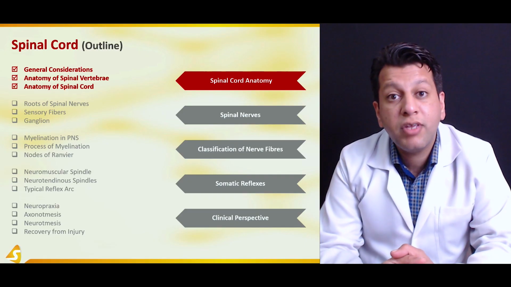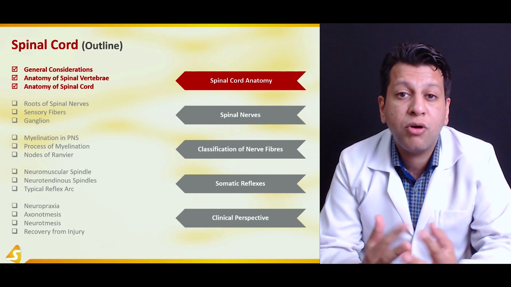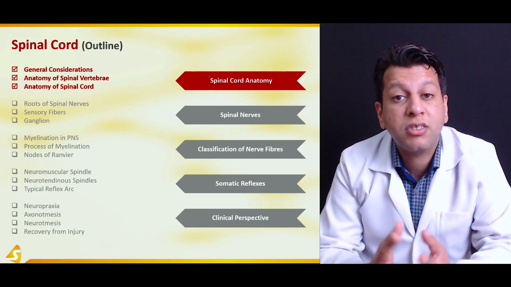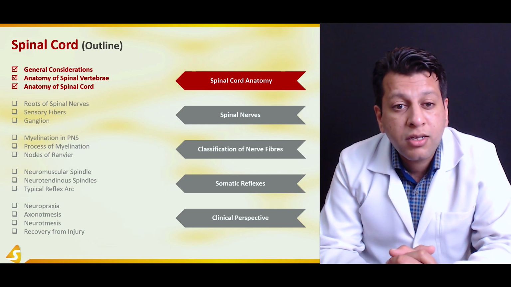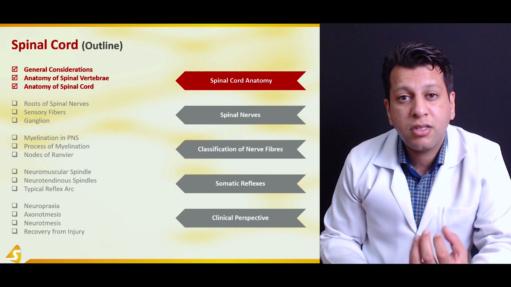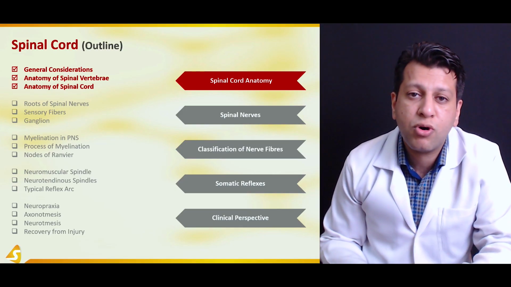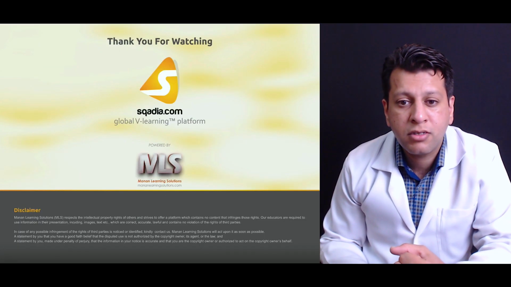So in this section, we have covered the general considerations: how many vertebrae there are, what a typical vertebra is, what the anatomy of the spinal cord is, and how there are kyphotic and lordotic curves present in the spine, how many are fused and how many are not fused. All this has been covered in this section.